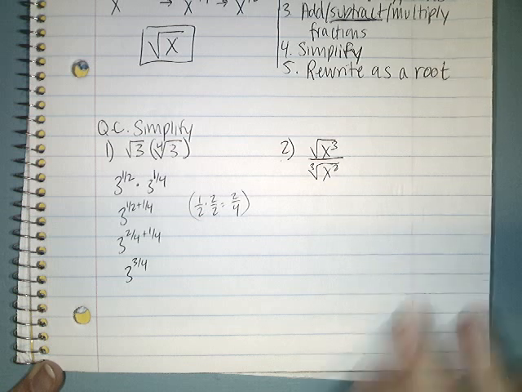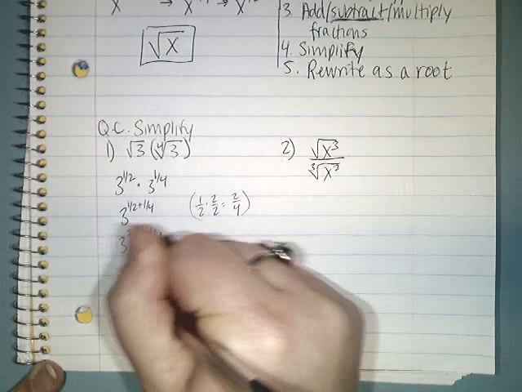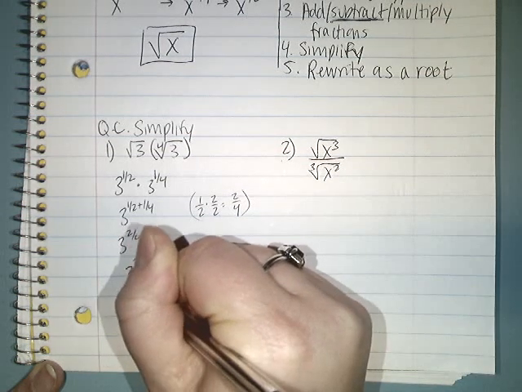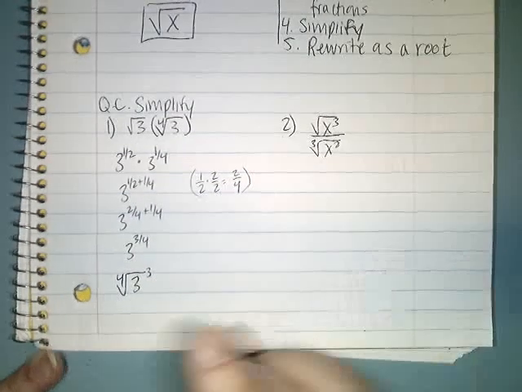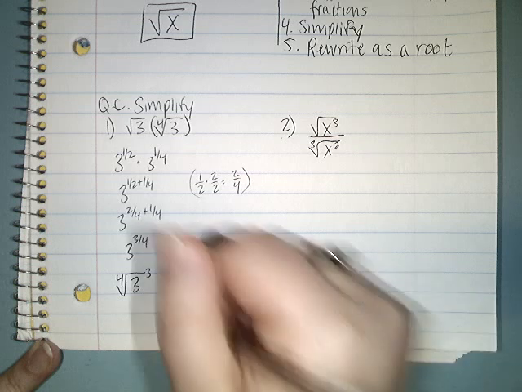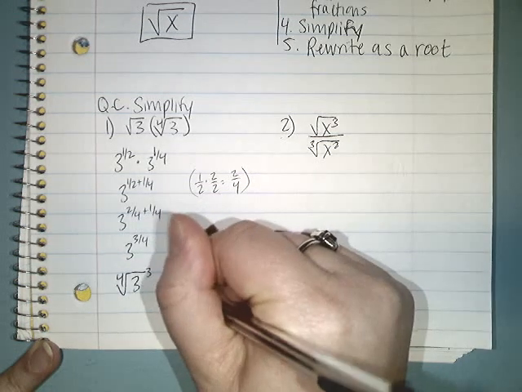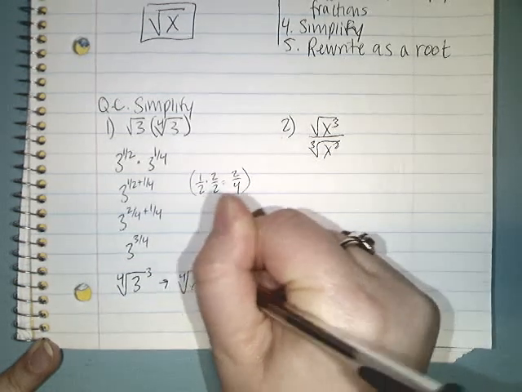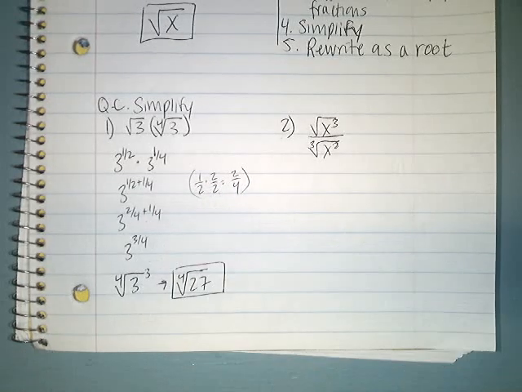And then last but not least, I need to rewrite it as a root. The index would be 4, the base is 3, the exponent is 3. I can simplify that if I want to get rid of that exponent because 3 cubed is 27. So I'd actually just have the 4th root of 27 as my final answer if I didn't want to leave any exponents in there. So that's that first example.